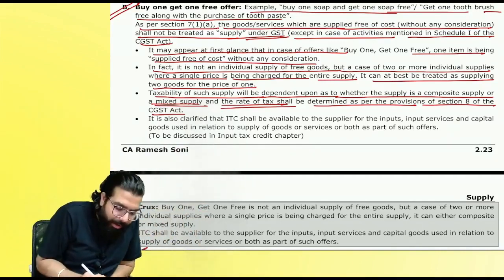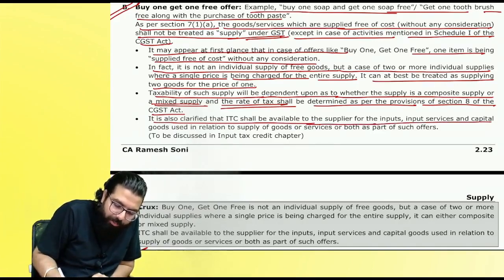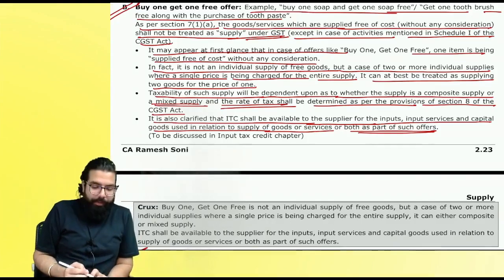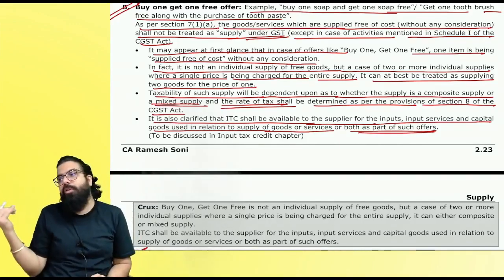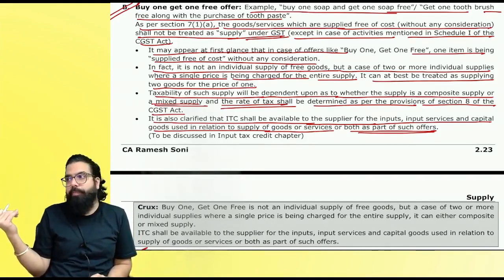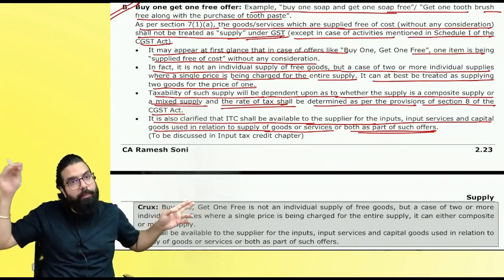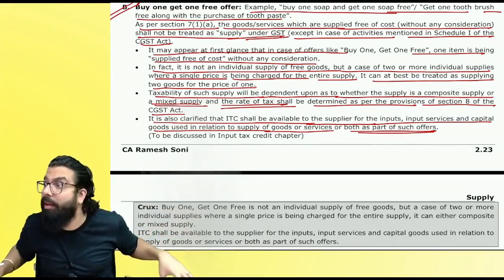And hence, it is also clarified that ITC will be available in respect of input service and capital goods used in relation to the supply of goods, services, or both as part of such offer. Is my point clear to all? ITC will also be available. Whether it is composite or mixed, your ITC with respect to input services and capital goods will be available.